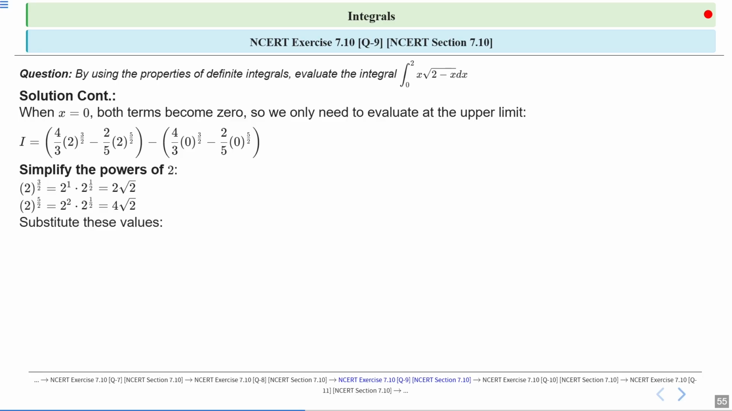So substitute these values. We get I is equal to 4 by 3 into 2 root 2 minus 2 by 5 into 4 root 2. When we simplify, we get 8 root 2 by 3 minus 8 root 2 by 5.